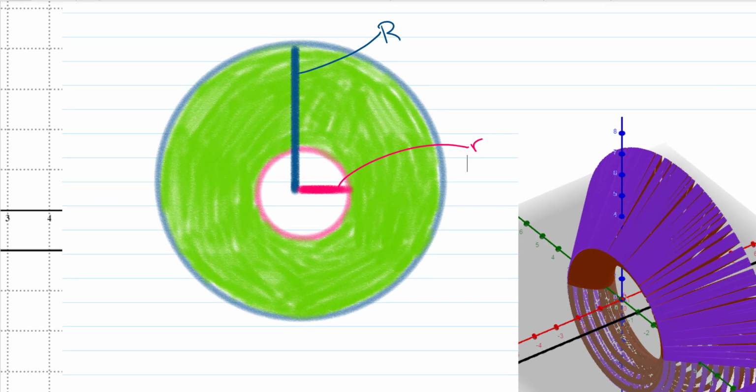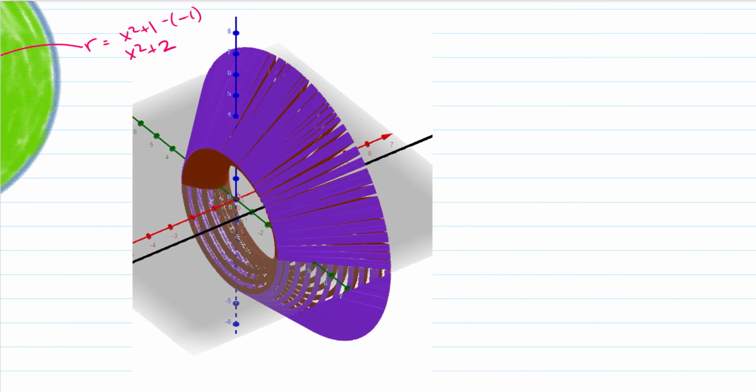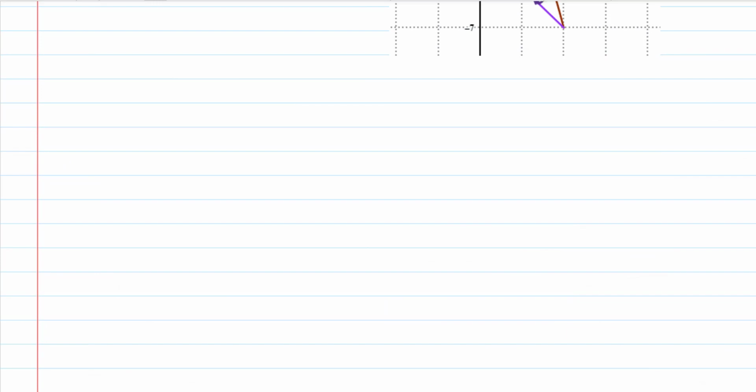So we get a cross section that looks something like this, where the inner one to the outer is capital R, which we determine to be x plus 3 minus -1, which gives us x plus 4, and little r, which we determine to be x squared plus 1 minus -1, which gives us x squared plus 2. Again, revolving it, we get a 3D shape that looks something like this. And if you look closely, you can see the cross sections, which are right here. Now all that's left to do is set up and solve the integral.